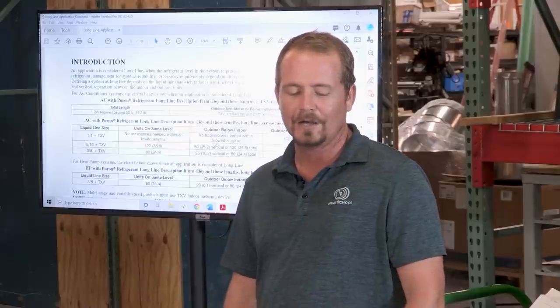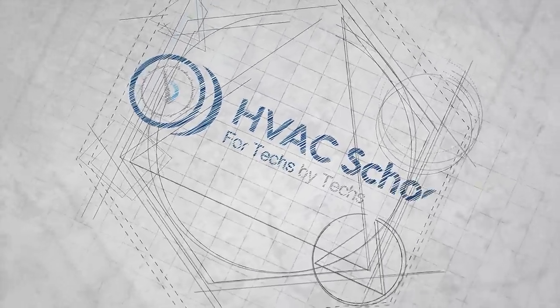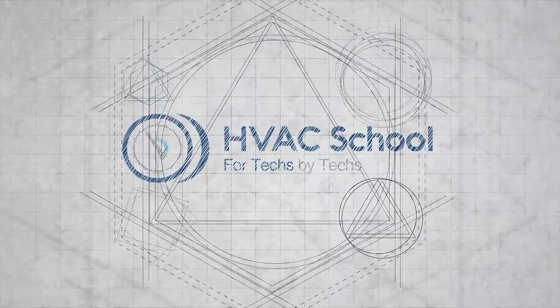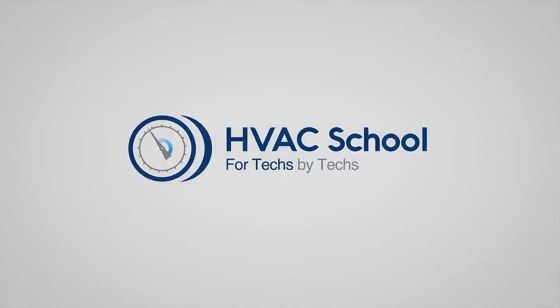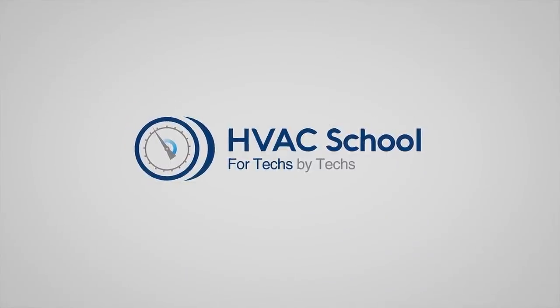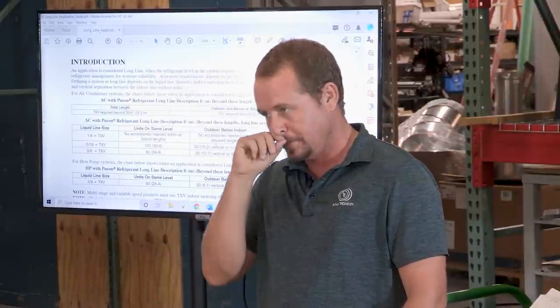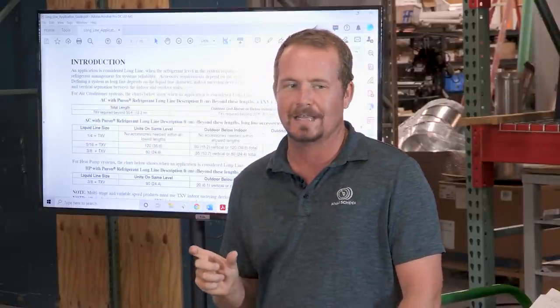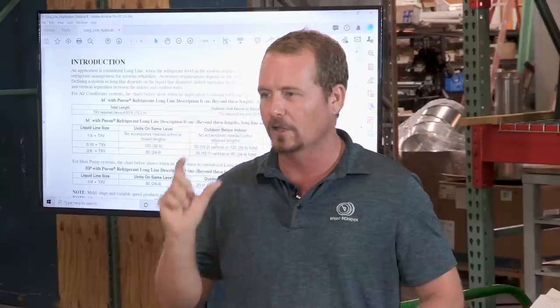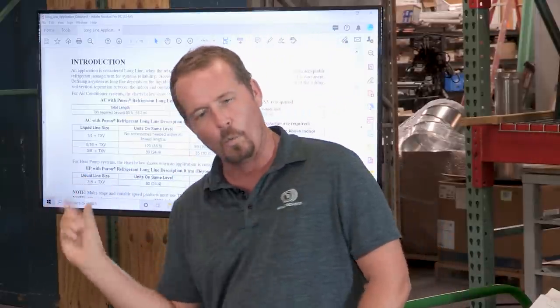We're talking about long line applications. There's a couple things with long line applications that you don't initially consider. And the main one is that the problem with long lines is what? Question mark. I want one of you to answer it. What is the problem with having long lines? What problems does it cause for the equipment?